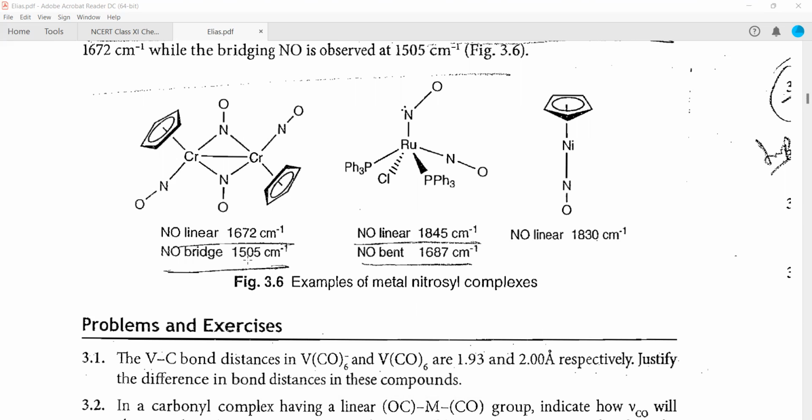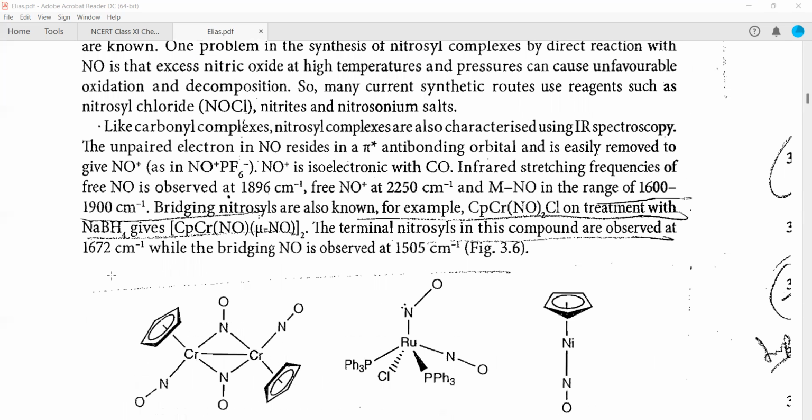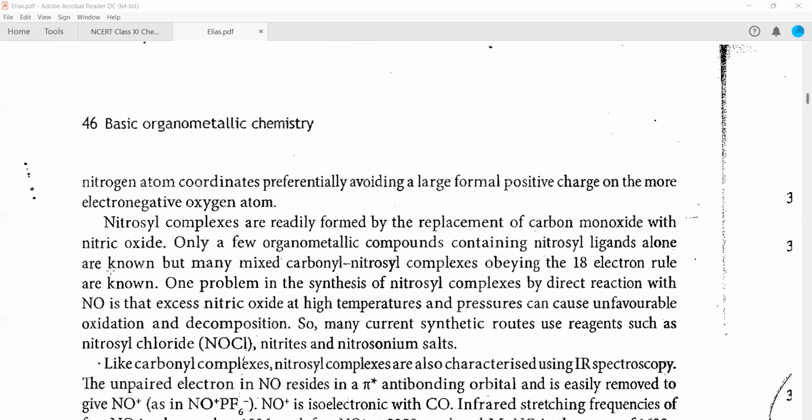So we are done with this chapter, and in the next chapter probably we'll be starting with the problems and the exercises. I'll be dealing with all the problems and we are going to solve them, and I think it will be very much helpful. So this metal carbonyl chapter ends over here. It's a very important chapter as far as organometallic chemistry is concerned.